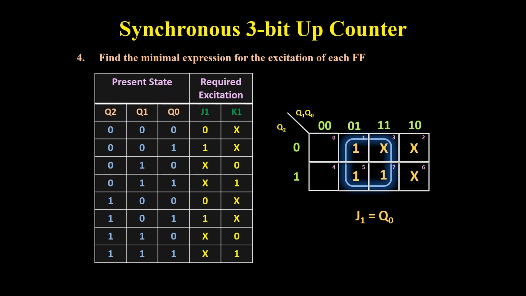So here as you can see, with the help of the two don't care terms, we can make the group of 4, and by making this group, we are able to cover all the ones in the K map. So here this group corresponds to Q0. So we can say that the minimal expression of the J1 is equal to Q0. So similarly, let us try to find the simplified expression of the K1.